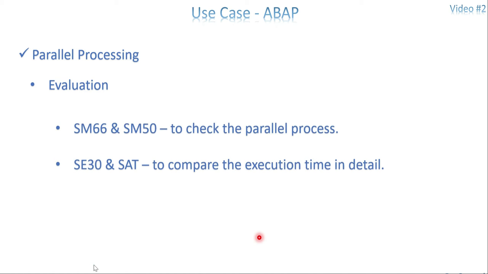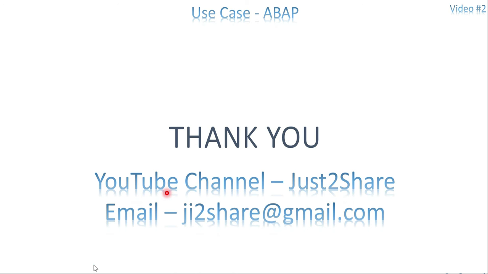One more slide. The transactions like SM66 and SM50 let you check the parallel processes; you're able to see how many processes are running, actually your own processes running over there. To compare the execution time in detail, you go to SE30 or SAT to compare how much time it took before parallel processing and what is the time taken by the program after parallel processing. You can check with either one of these transactions. Okay, is there anything else? No. Okay, that's it. Let me take you to my system.